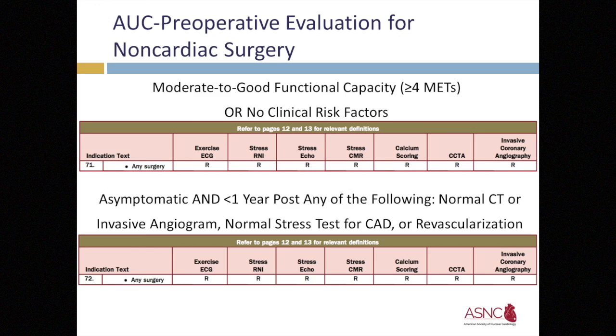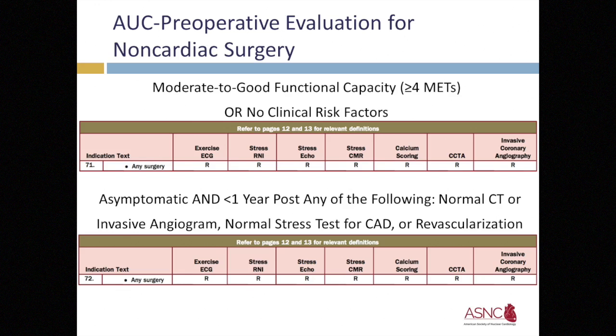The 2013 multimodality appropriate use criteria for the detection and risk assessment of stable ischemic heart disease includes 7 different scenarios for preoperative risk assessment. The first scenario centers on patients with moderate to good functional capacity, that is the ability to achieve at least 4 METs, or the presence of no clinical risk factors. In this group of patients, the use of any of the non-invasive imaging modalities or invasive coronary angiography are rarely considered appropriate, regardless of the planned surgical procedure.